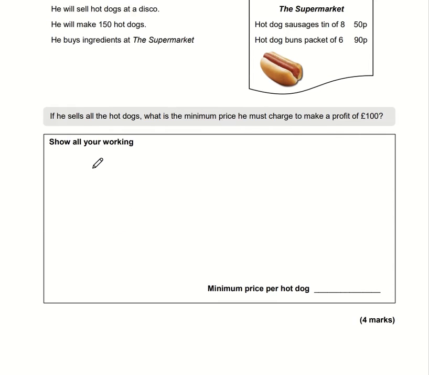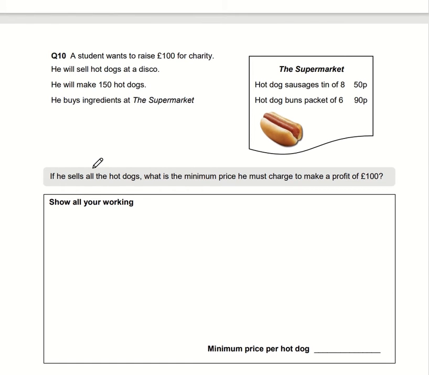So question number 10. A student wants to raise £100 for charity. He will sell hot dogs at a disco. He will make 150 hot dogs, and he buys the ingredients at the supermarket. So he's buying hot dog sausages in tins of 8. So how many tins does he need to buy? Well, what is 150 divided by 8? 150 divided by 8 is 18.75 tins.